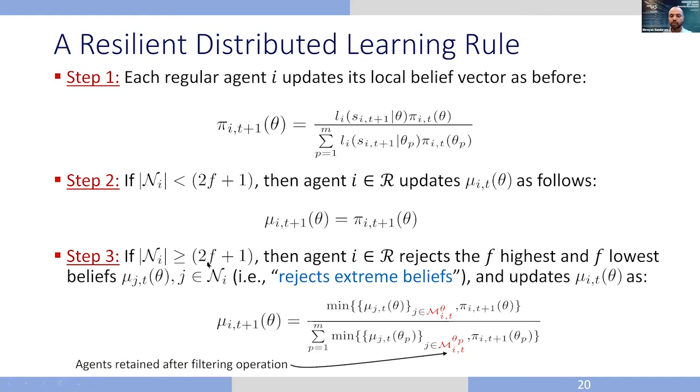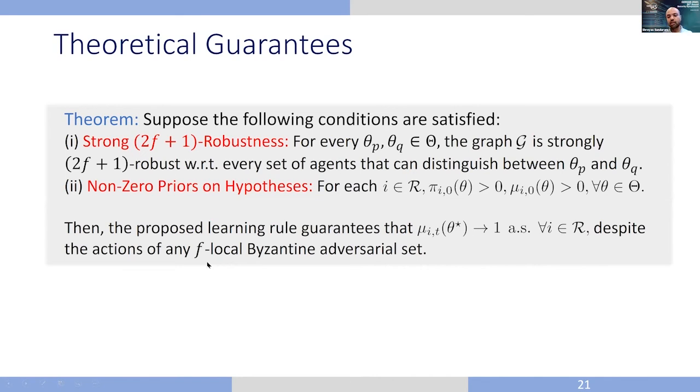It's very simple, hopefully. And it turns out that under this redundancy condition that I identified, and again, just under non-zero priors and hypotheses, all the good nodes are guaranteed again to learn the true state of the world. This is going to work regardless of the actions of any F-local Byzantine adversary set. So a very simple tweak, where I just throw away extreme beliefs and then use the rest, is going to guarantee a huge amount of resilience to potentially a very large number of adversaries in the network acting arbitrarily.